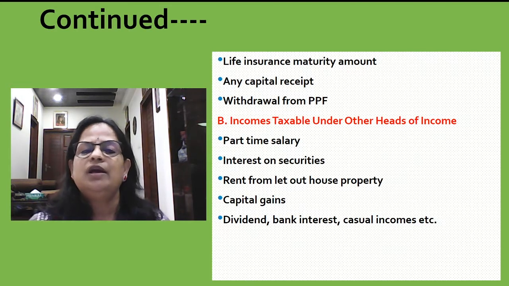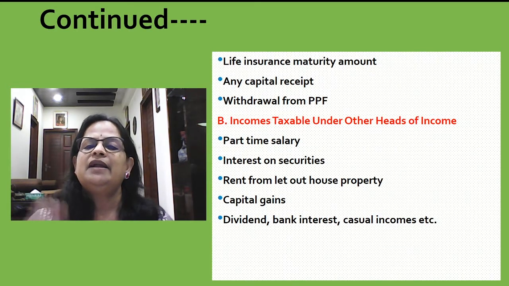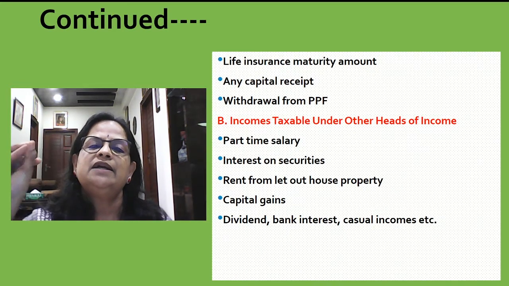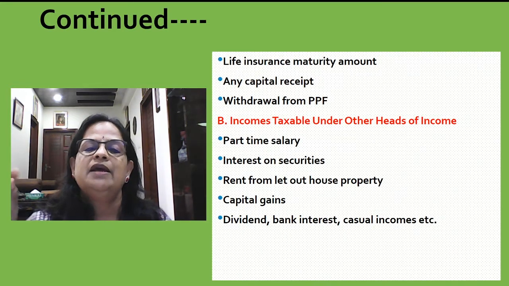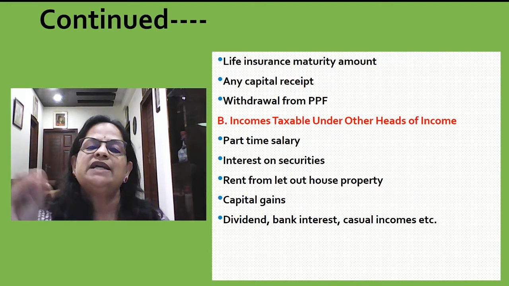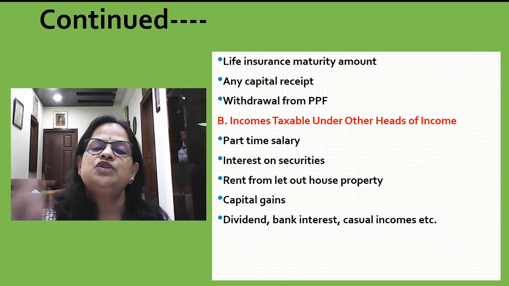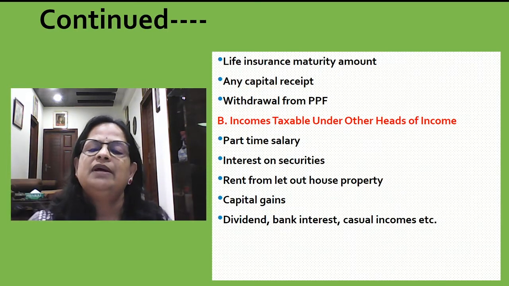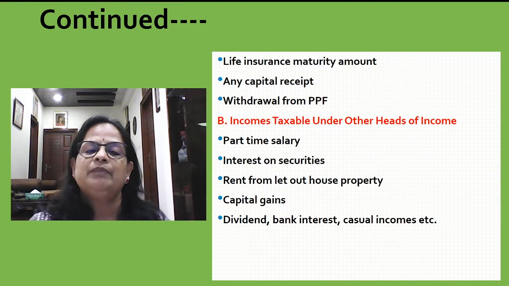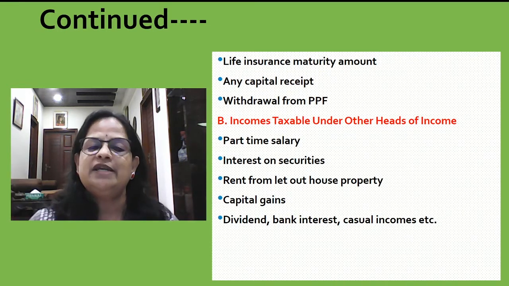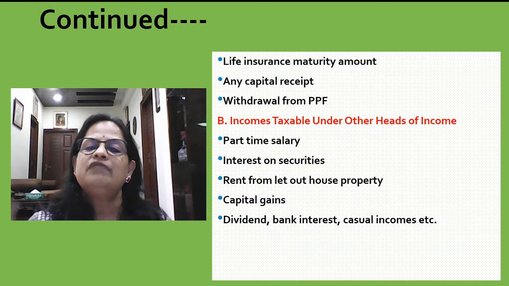Withdrawal from public provident fund, that also you should consider. It is not allowed. Now, income taxable under other heads of income. See, part-time salary, it should be taxed under income from salary. Interest on securities, it should be taxed under income from other sources. Rent from let out house property, it should be taxed under house property income. Capital gain should go to capital gains chapter. Dividend, bank interest, casual income, it should go to income from other sources. So all this we have to subtract.